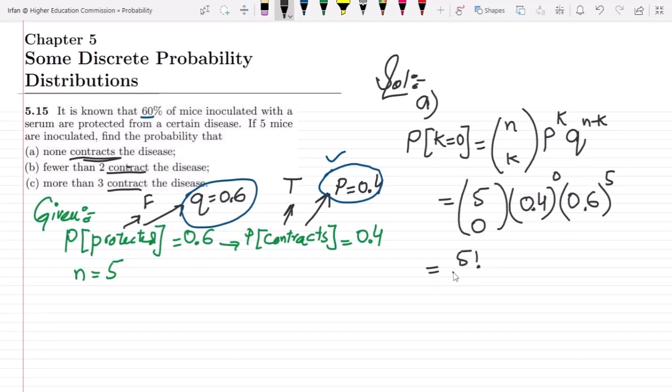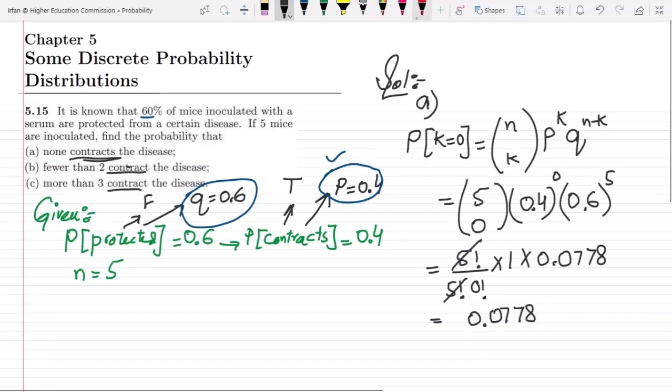So it will be 5 factorial divided by 5 factorial into 0 factorial. Something raised to power 0 is 1, and 0.6 raised to the power 5 is how much? This is 0.0778. So these will cancel out, this is equal to 1, and ultimately the answer would be 0.0778. This is the solution of part A of my question. So this is what I have found out.